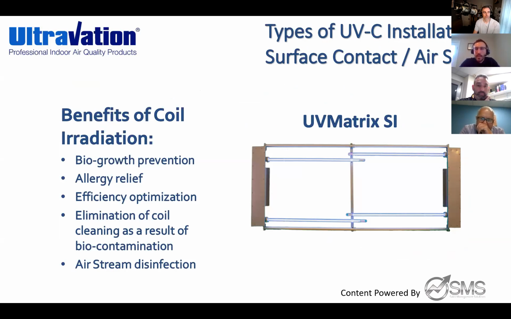Types of UV installation: surface contact and Airstream. The UV Matrix SI. Benefits of coil irradiation: bio-growth prevention, allergy relief, efficiency optimization, elimination of coil cleaning as a result of biocontamination, and Airstream disinfection.